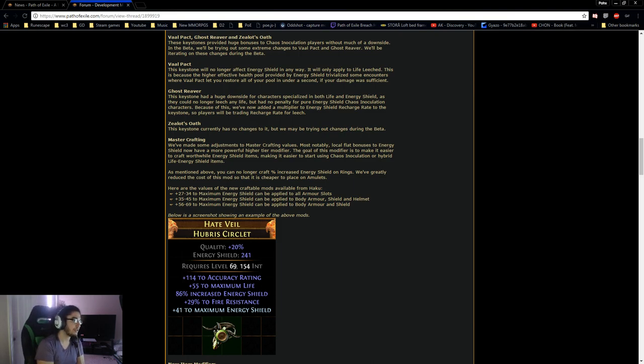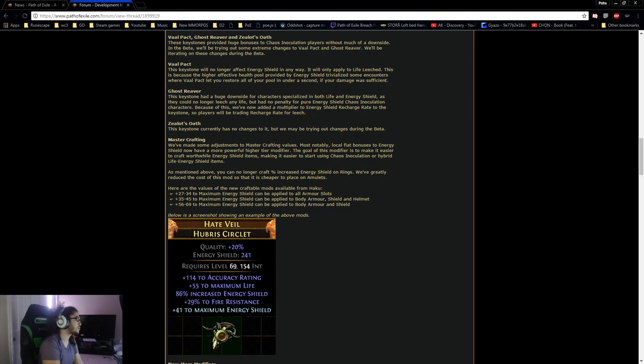Ghost Reaver. This keystone had a huge downside for characters specialized in both life and energy shield, as it could no longer leech any life, but had no penalty for pure energy shield chaos inoculation characters. Because of this, we've now added a multiplier to energy shield recharge rate to the keystone, so players will be trading recharge rate for leech.